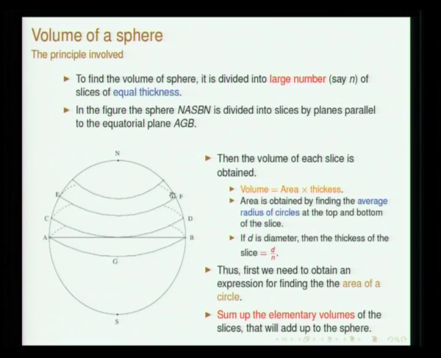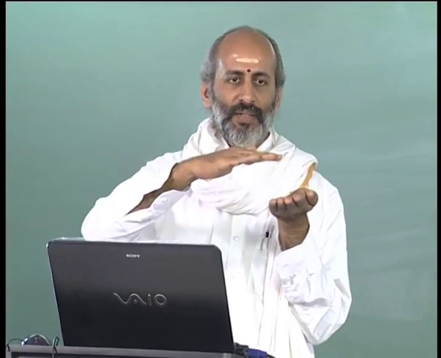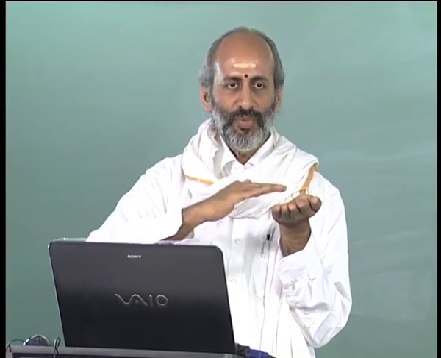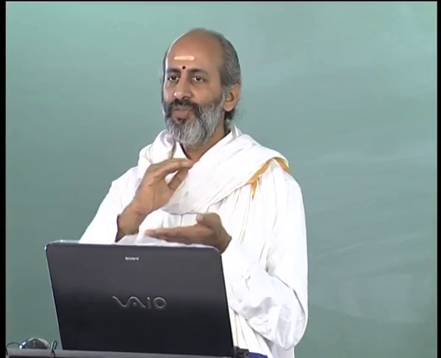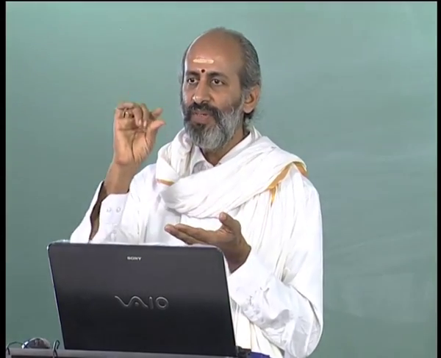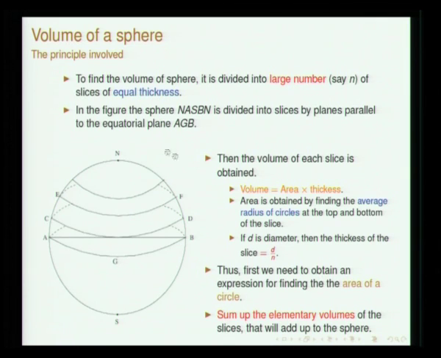To find the volume of a sphere, a sphere is taken and then it is sliced into n bits. Just think of the sphere of diameter d. You slice it into n bits of equal thickness, and this is the first thing that one needs to conceive of: a sphere divided into n parts of equal thickness, n slices.